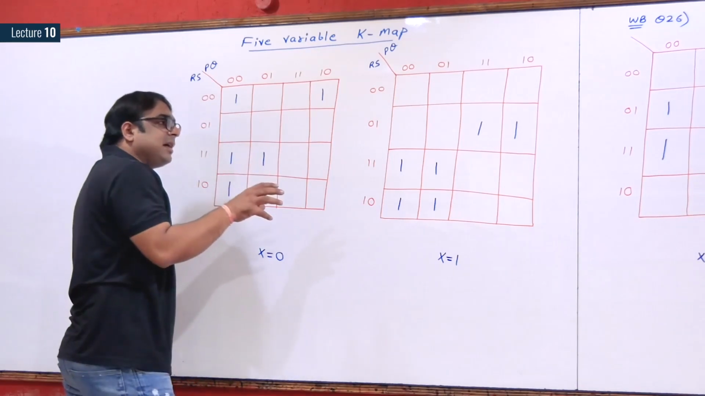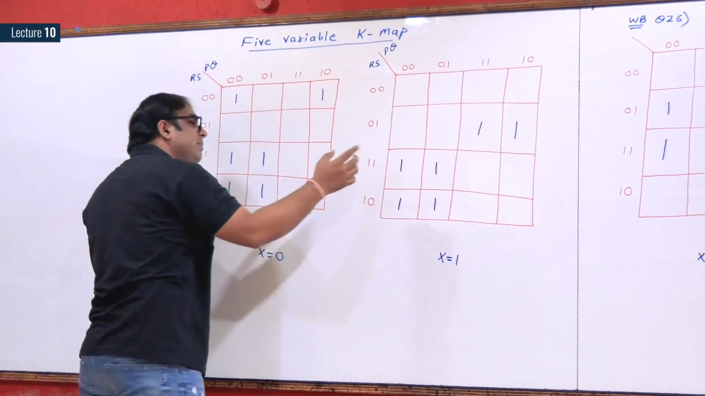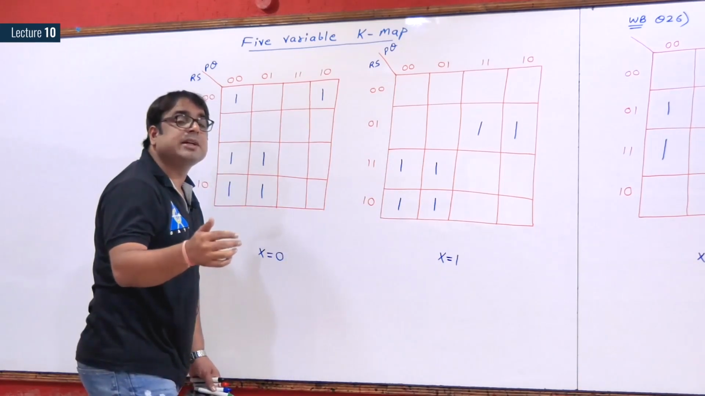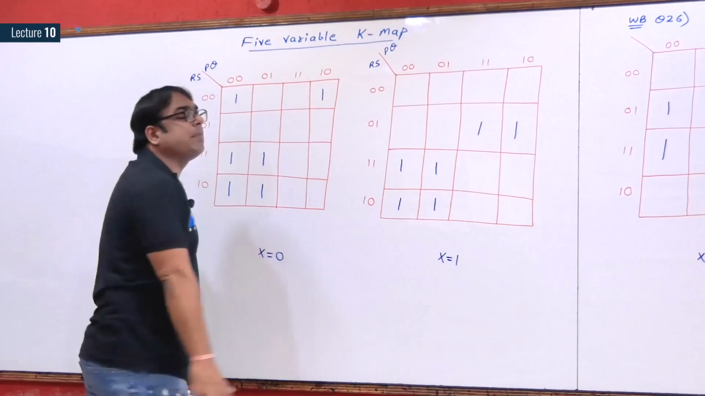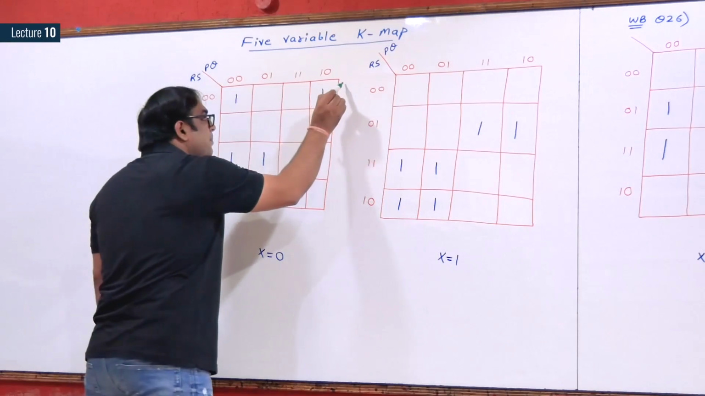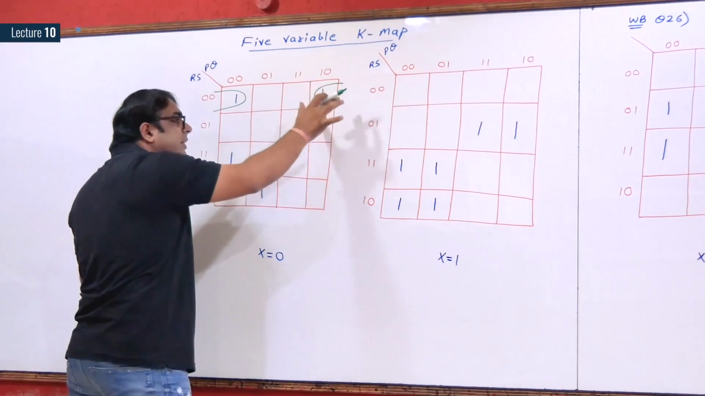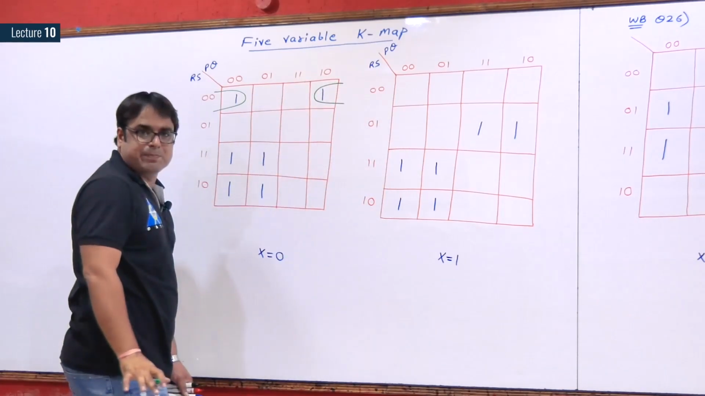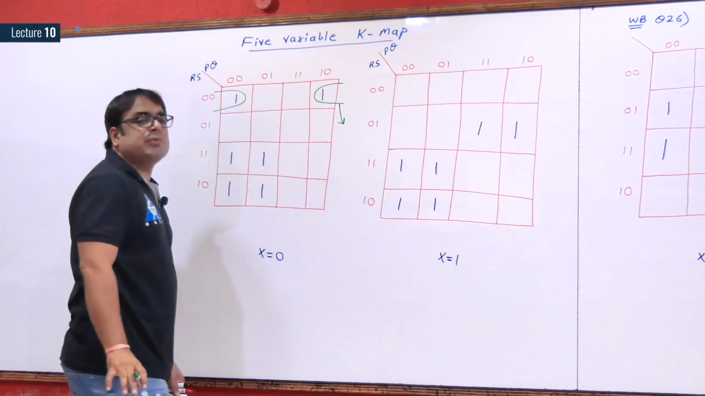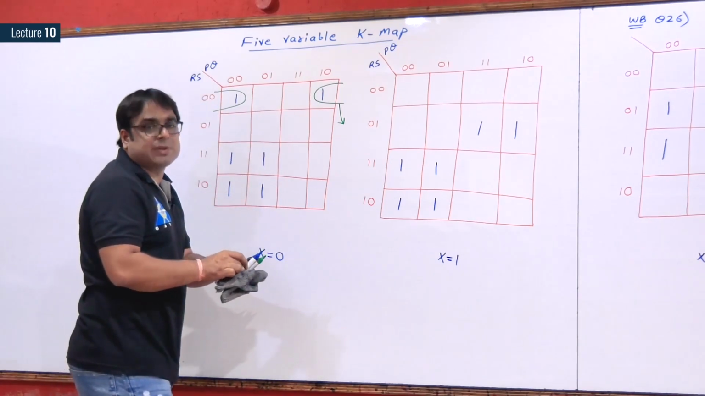See, either a group will be associated with the first part or with the second part, and it can be associated with both the first part and the second part also. I will show you the demonstration here. For example, this group is associated only with the first part of the K-map. Now, what is the simplified term for this one? Before that, let me complete the structure of the K-map.